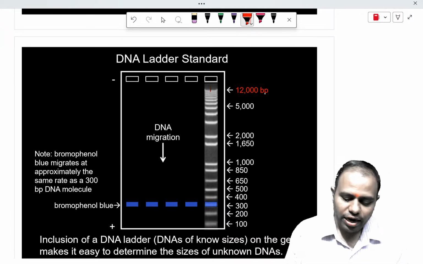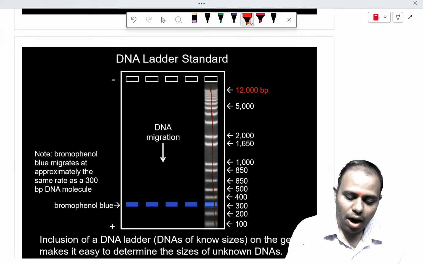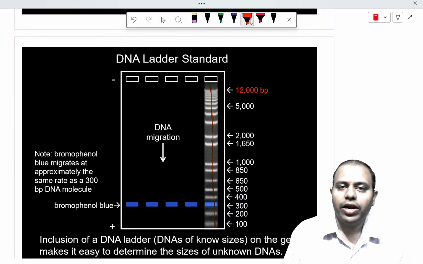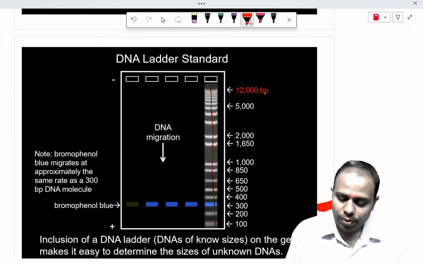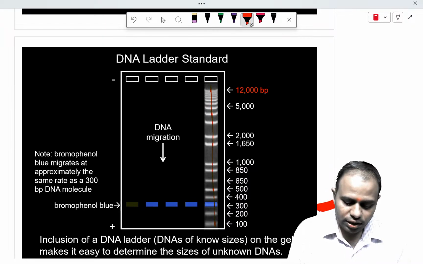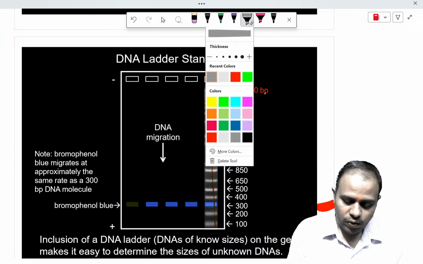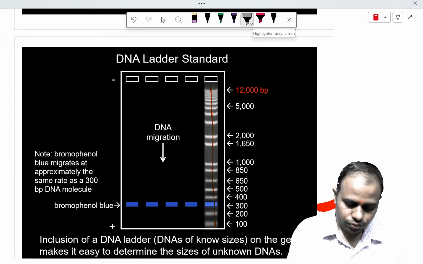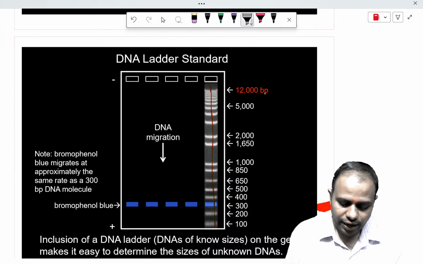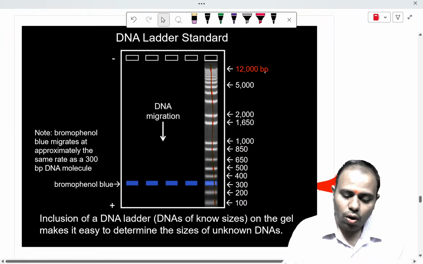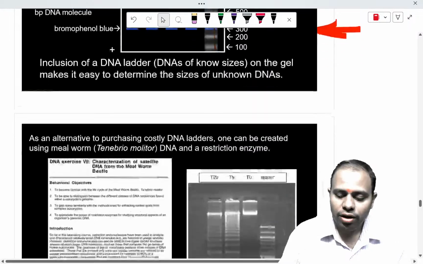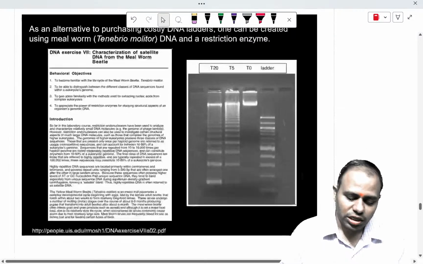This is a DNA marker lane. These are the different bands of the DNA marker, which separate depending on the size. And these are the sample DNA. This is the blue colored sample, sorry, this is a dye, and the DNA is migrating here. Now, while it is migrating you cannot see the DNA. So after the electrophoresis is done, you have to check the DNA on the UV transilluminator.